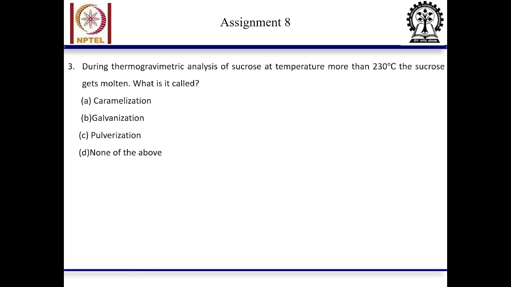In question number 3, during the thermogravimetric analysis of sucrose at temperature more than 230 degrees, the sucrose gets molten. What is it called? Caramelization, galvanization, polarization, or none of the above? Any one of you? Okay, Sunil Pawar is saying caramelization. Anyone else who has a different answer? Okay, Sunil Pawar is absolutely right. I will just show you how the thermogravimetric analysis of sucrose looks like, and then we will discuss.